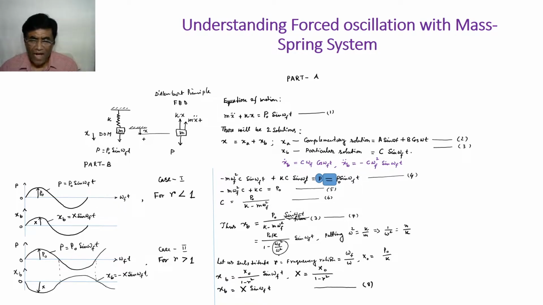Let us denote it by r, okay? It's a ratio. And let us call x0 equal to p0 divided by k. So then in a simplified way, xb becomes equal to x0 divided by (1 minus r square) sine omega f t. In place of this, we are putting x0 sine omega f t.